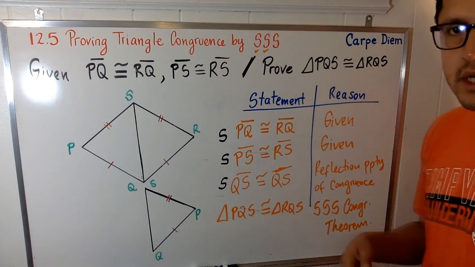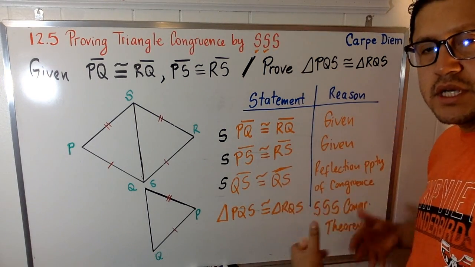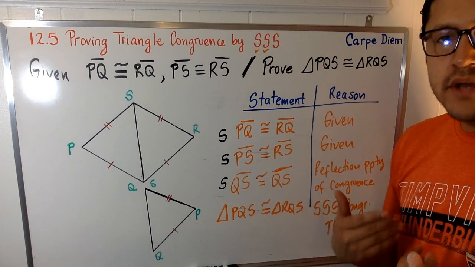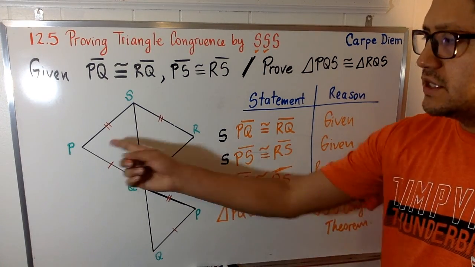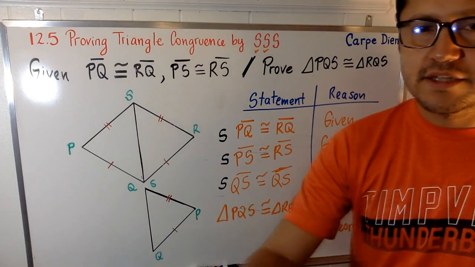Okay, I hope that you could identify each of the steps and the elements that help you prove that these two triangles are congruent. And that's it. Thank you very much.